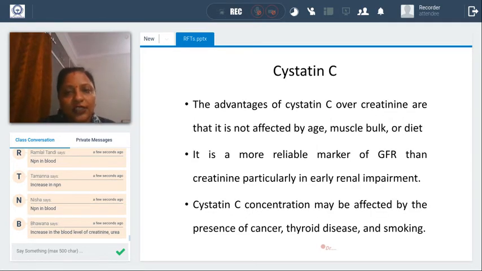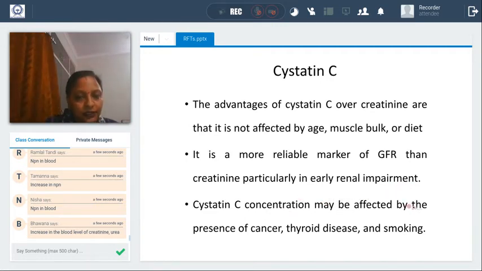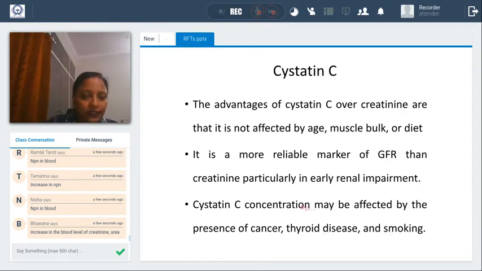Cystatin C, the advantage of cystatin C over creatinine is that it is not affected by age, muscle bulk, or diet, as you saw in the creatinine clearance test. It is a more reliable marker of GFR than creatinine, particularly in early renal impairment or early kidney dysfunctions. Cystatin C concentration may be affected by the presence of cancer. It is associated with various diseases like cancer, thyroid diseases, smoking, and some liver diseases also.